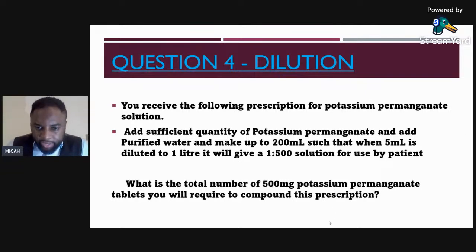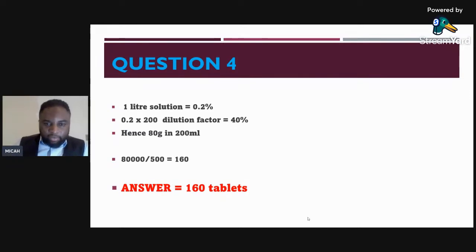Okay, let's quickly look at the answer to this question. A lot of people have managed to put an answer down, but it's important to know the steps. It's important to know how we arrive at the answer. This is literally the last question for today.